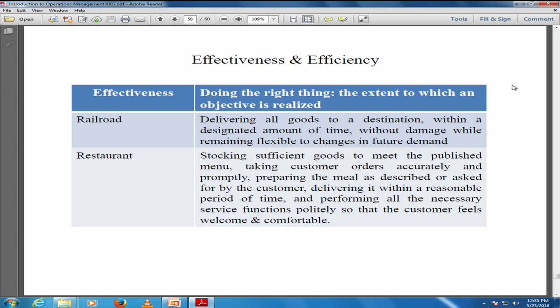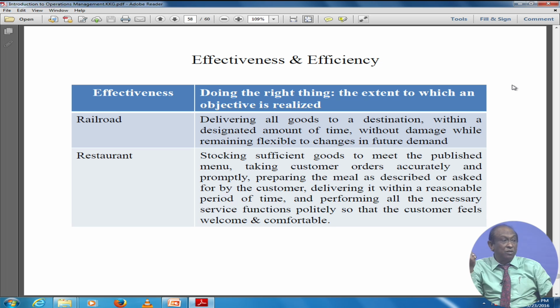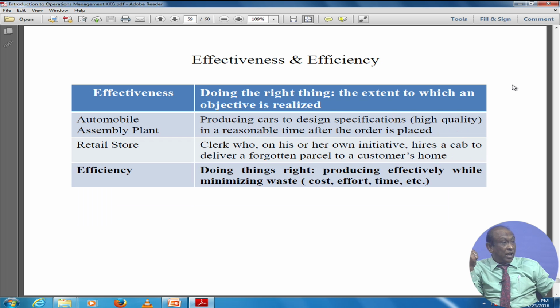Effectiveness is doing the right thing, the extent to which an objective is realized. I have given 2 examples, railroad and restaurant, in this context. And this slide is efficiency, doing things right, producing effectively while minimizing waste. So, when time permits, you look into these slides. We will be distributing all the slides.